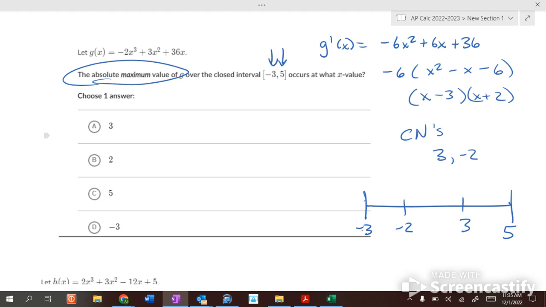And so what we're going to do, it wants the absolute maximum value, not the value of x which gives it a maximum. It wants a maximum value. So we take each one of these and stick them into the original equation. So if we stick negative 3 in here, use your calculator and figure out what the maximum value is. And then negative 2, and then 3, and then 5. And actually it wants what x value works out of those 4 x values.